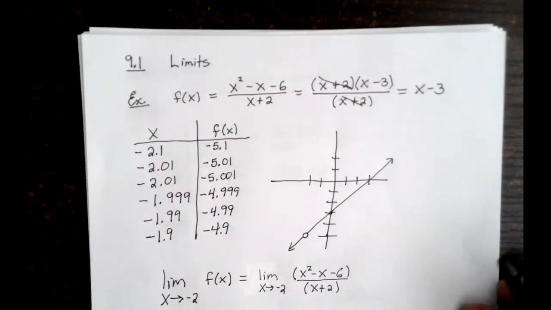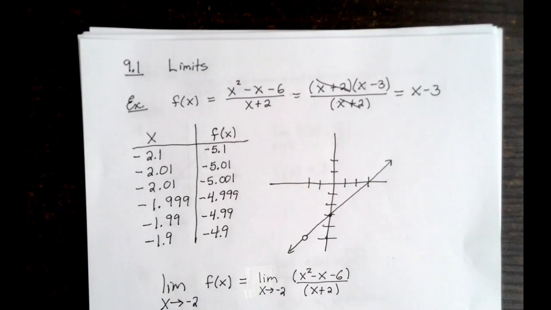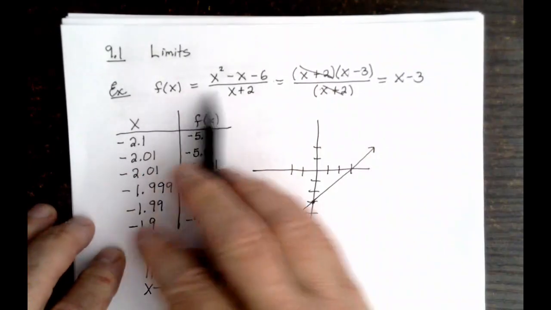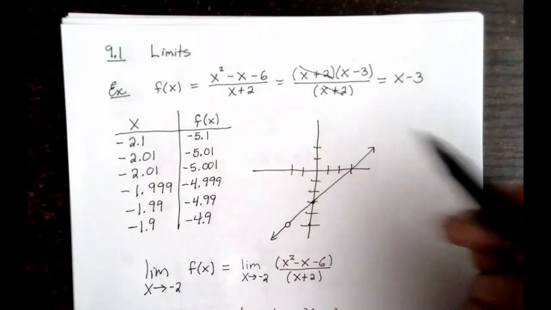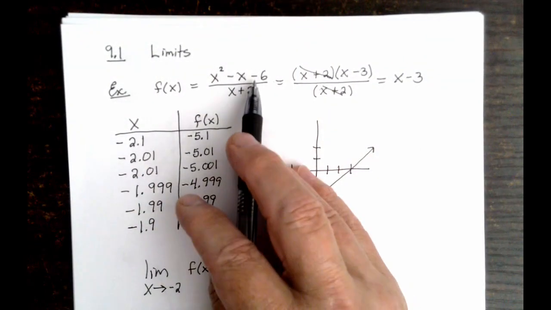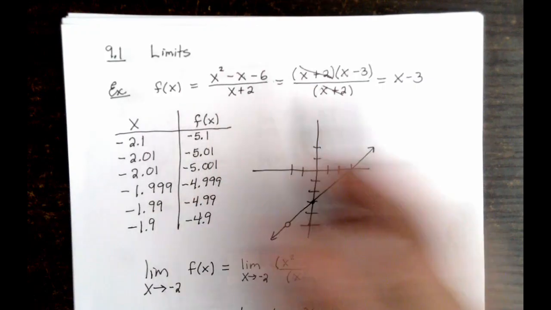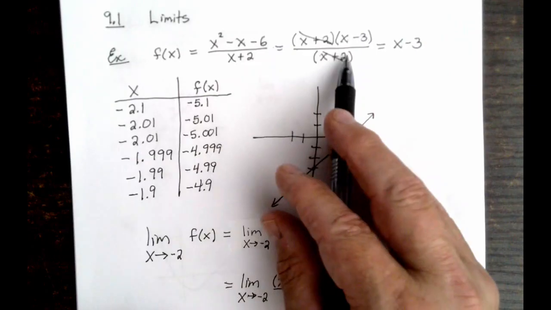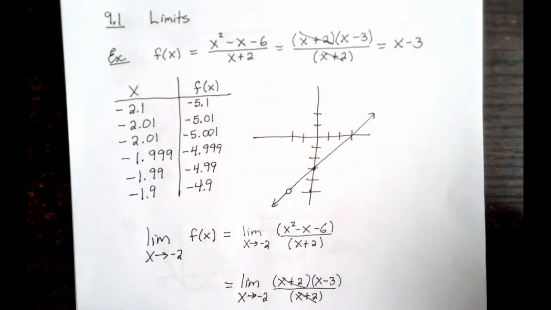Alright, so this is section 9.1, the very first section in this course. It talks about limits. So here's an example of a problem where you've got a function that is a rational function, it's called a rational function because it's a fraction of polynomials. And you can factor the top and the bottom and cancel and simplify it.